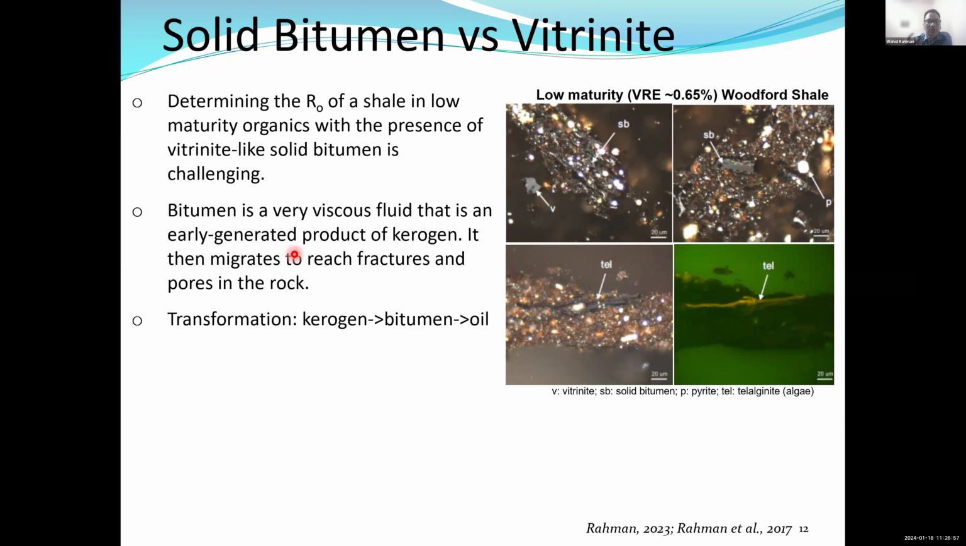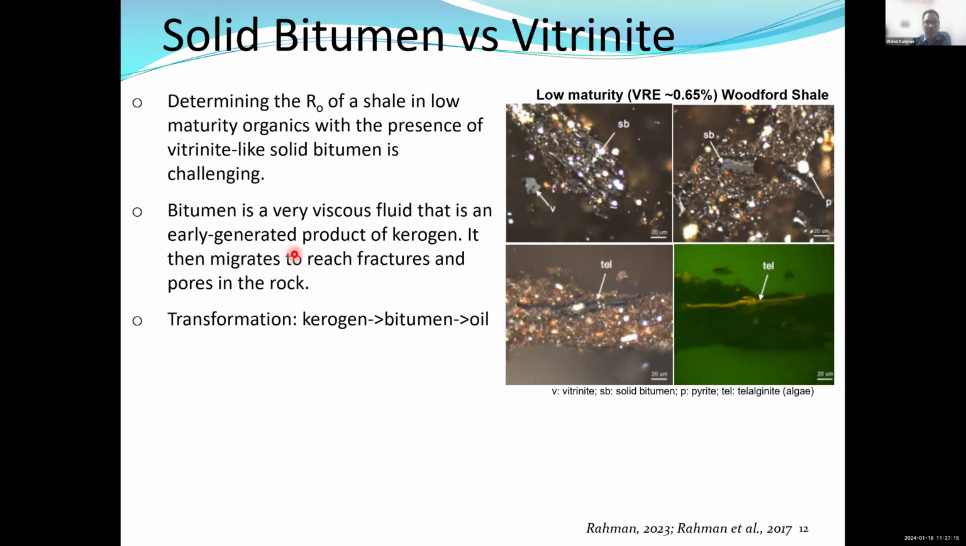So the more you mature it, the more hydrogen it takes out. So the leftover kerogen becomes more carbon-based. And the more carbon-based, the more reflective. So what happens with the solid bitumen is, as you mature it, it turns into pyrobitumen.